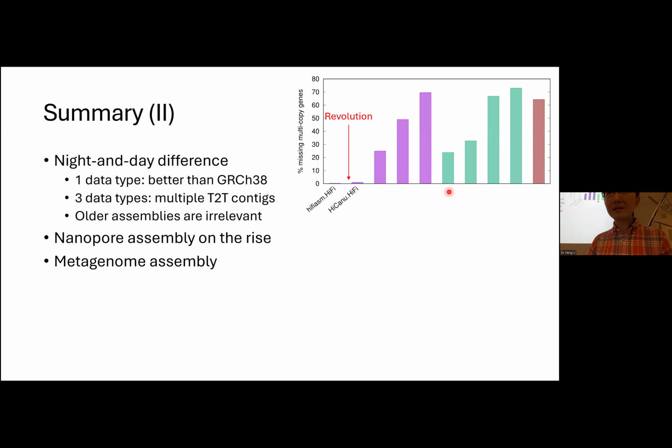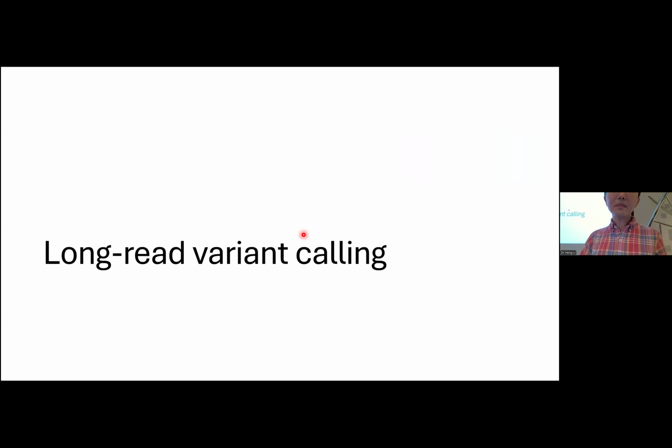This is much better than most of the current genomes. And older assemblies, I would say, are irrelevant. If you find older assemblies, human or non-human, they are much worse, so if you want to do a study, I'm going to focus on new ones. And nanopore assembly is on the rise. I think there's still a lot of things to do, but it's now competing with HiFi assembly, at least in terms of connectivity and also the assembly management.